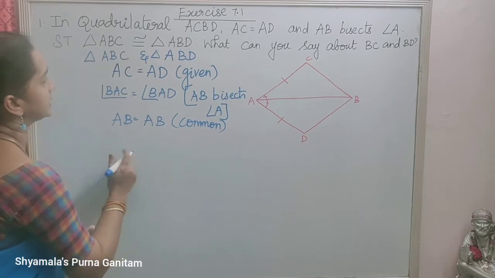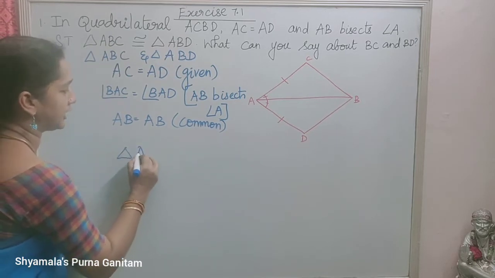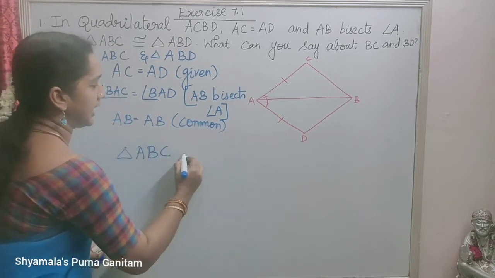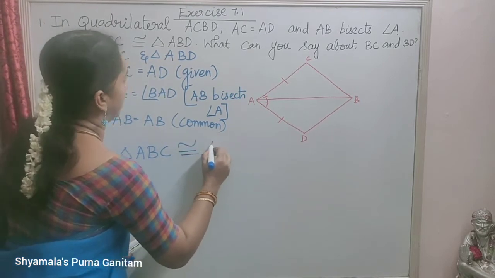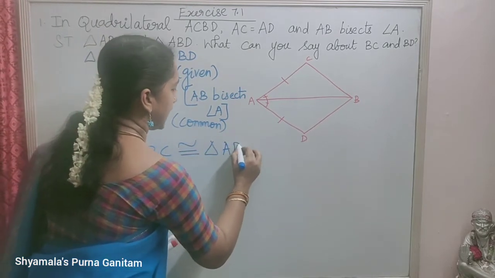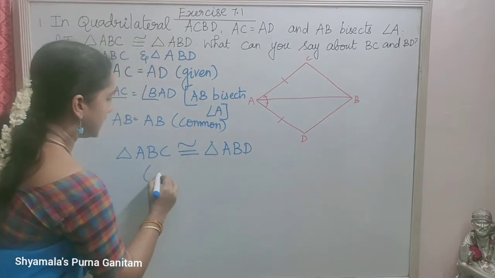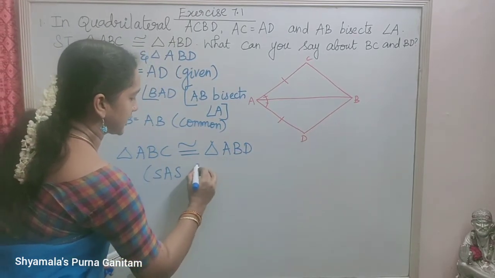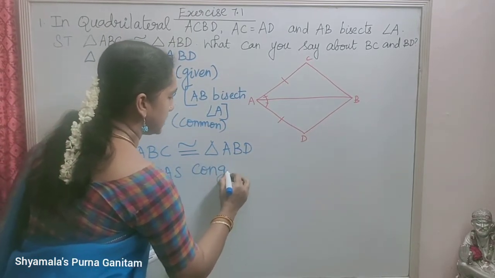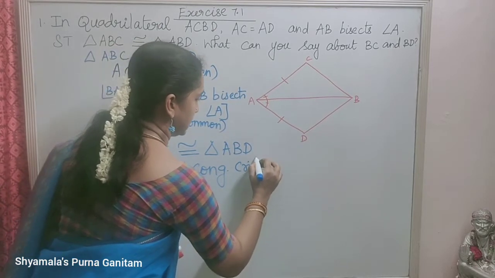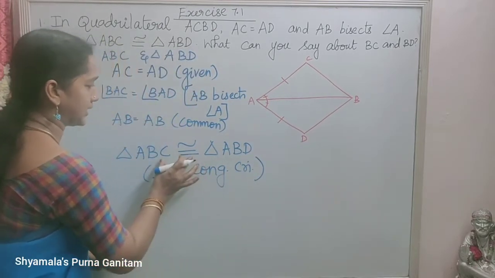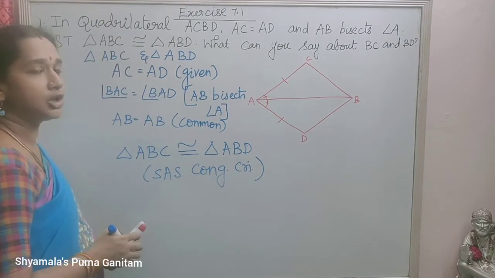So by SAS congruency, we have to write that. Triangle ABC is congruent to triangle ABD by SAS congruence criterion. So by this congruency, both the triangles are congruent.